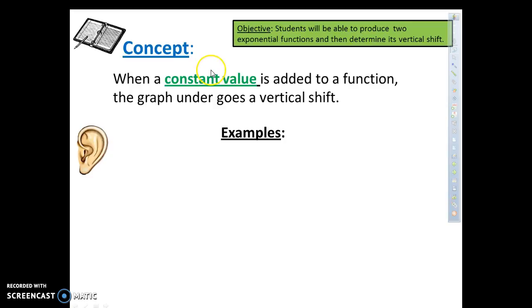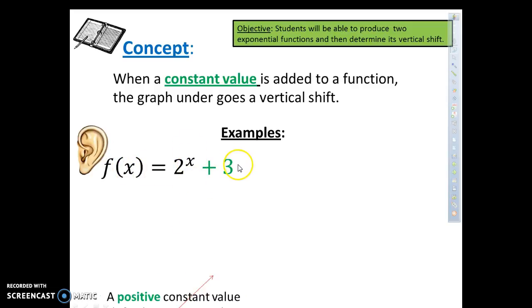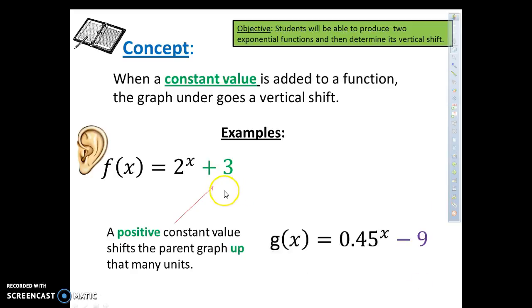So a couple of notes. The first term I want to talk about is a constant value. When you add a constant value to a function, the graph undergoes a vertical shift. Please make sure you get that in your notes. So an example of this, if I have a parent function f of x equals 2 to the x, if I add 3, it's going to shift up 3 values.